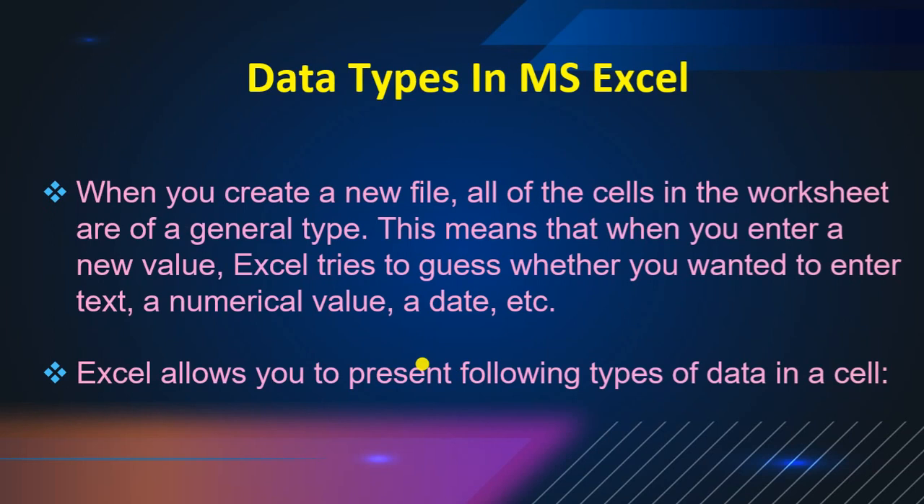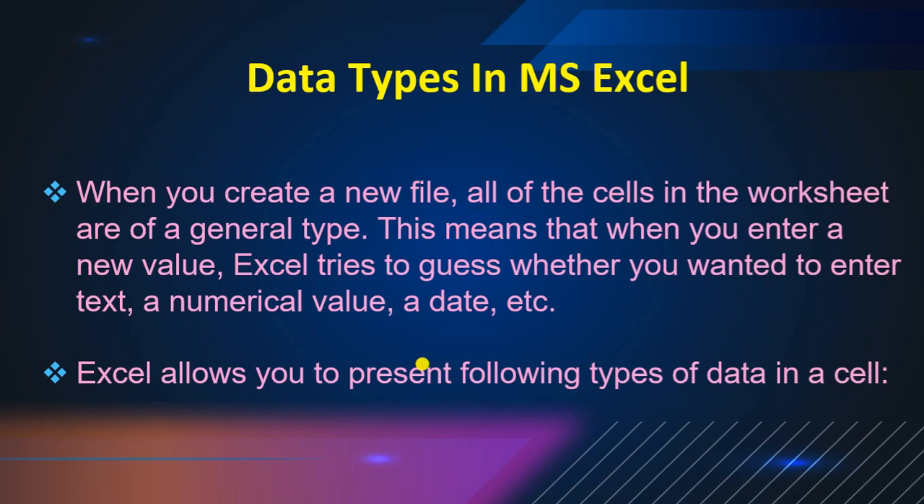Now, data types in MS Excel. When you create a new file, all the cells in the worksheet are of general type. This means that when you enter a new value, Excel tries to guess whether you wanted to enter text, a numerical value, or a date value. When you type anything in any cell, it is going to guess whether you are typing a text value, a numerical value, or a date value, and it will show a drop-down list with all these expectations.